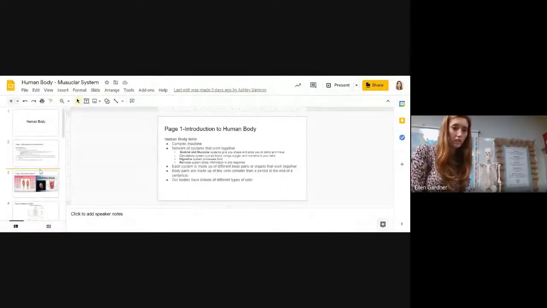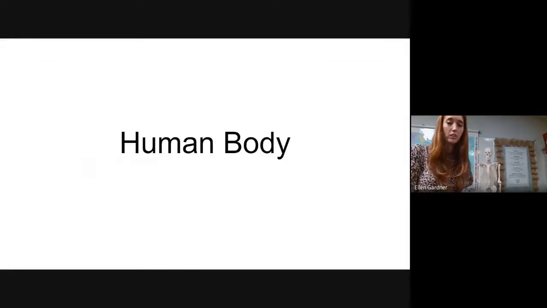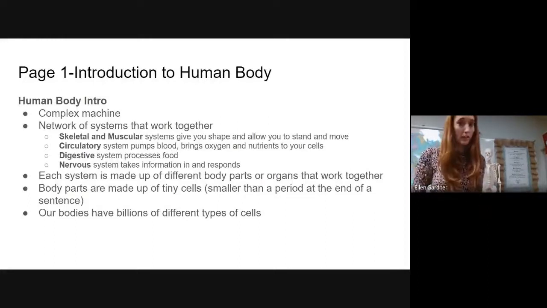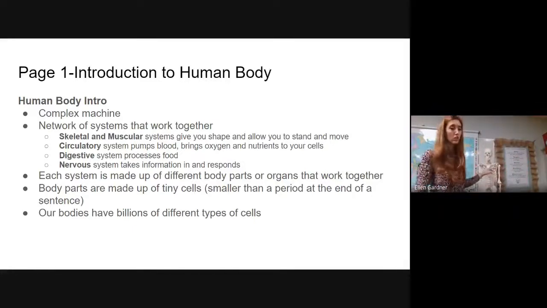Okay, starting over here. Now, introduction to the human body. The human body is a complex machine with a lot of different parts created for very specific tasks. Every part of your body is created very specifically for a purpose. And there's a network of systems that work well together. That includes the skeletal and muscular systems.